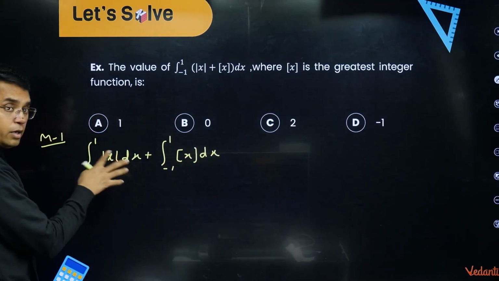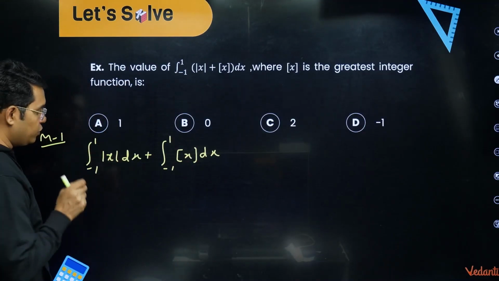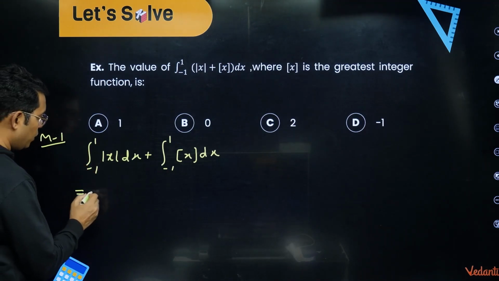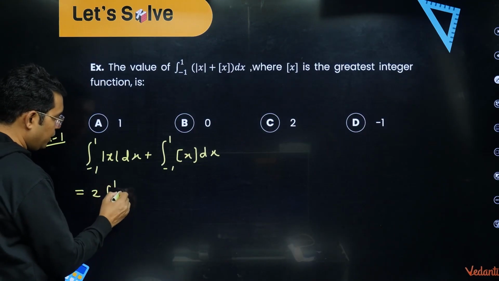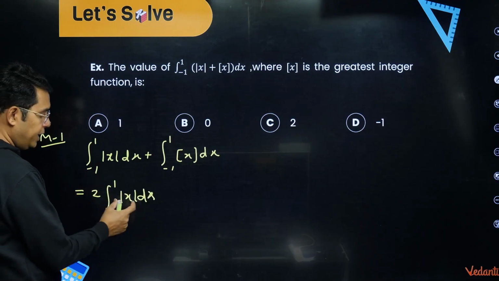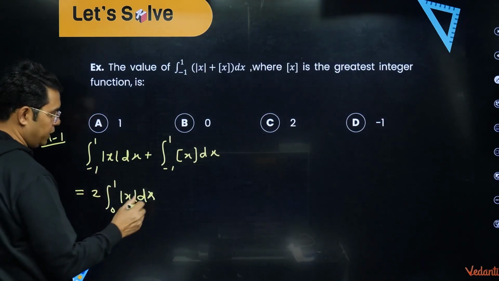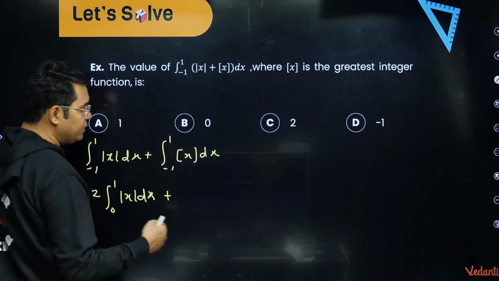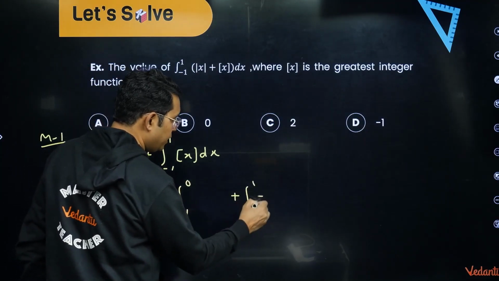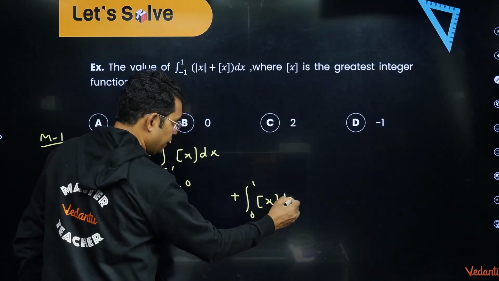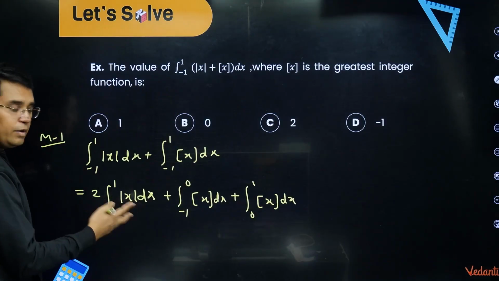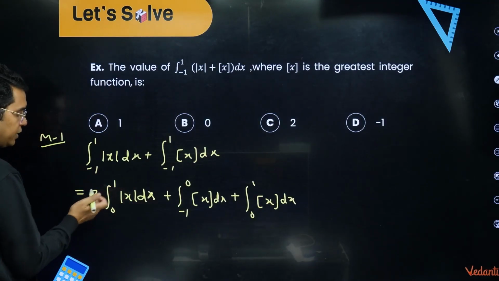Now you can do this integration by graph also, because we know the mod x graph is V shape, and it will be equal to 2 times 0 to 1 mod x dx, because it is an even function. You can take 2 common and then only this portion of area will be sufficient. Whereas this I'll be breaking into two parts, minus 1 to 0 and 0 to 1 of greatest integer x dx. For this part, mod x will be written as just x because x is positive.